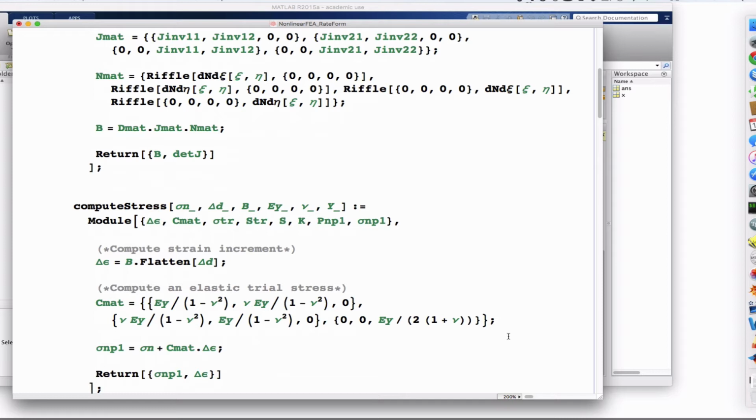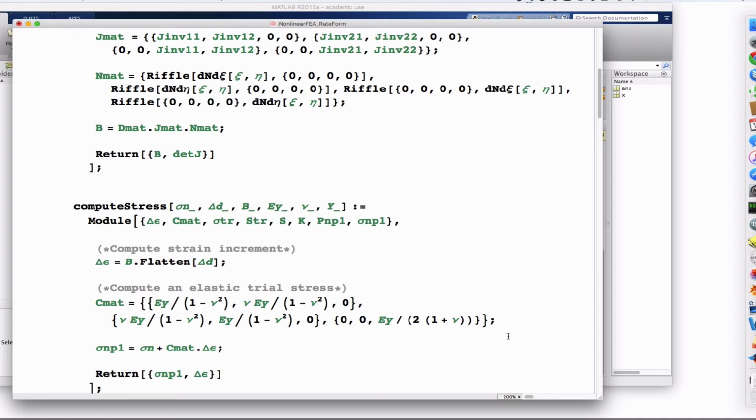All right? So my increment of strain is my strain displacement matrix multiplied by my increment of displacement. I have to flatten it because the way I store my increment of displacement is node 1 xy, node 2 xy, node 3 xy, node 4 xy. But then I flatten it, then it becomes a one-dimensional vector instead of a 2D array. So I flatten it, then just do the dot product. Now I have an increment of strain. C matrix, this is just my elastic constants. And I don't remember which one I put it in for, but it's either plane strain or plane stress. I'd have to look at it carefully.